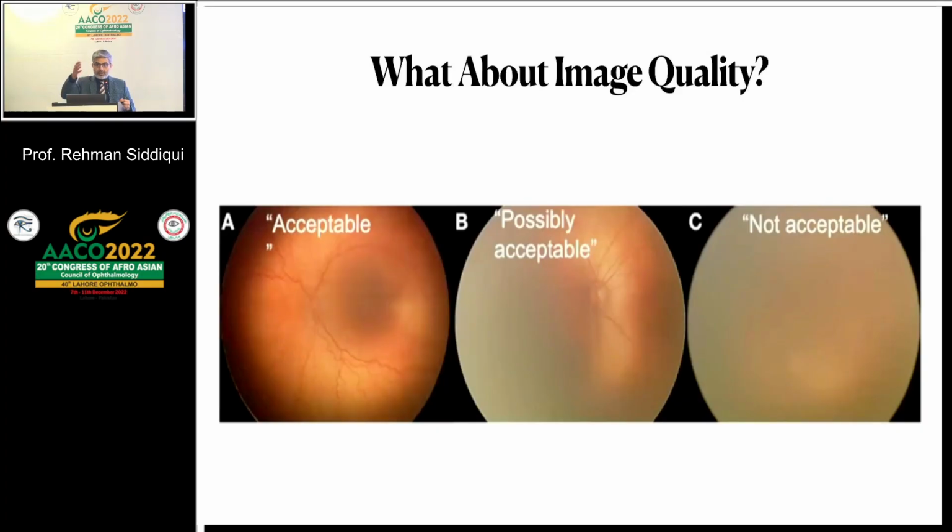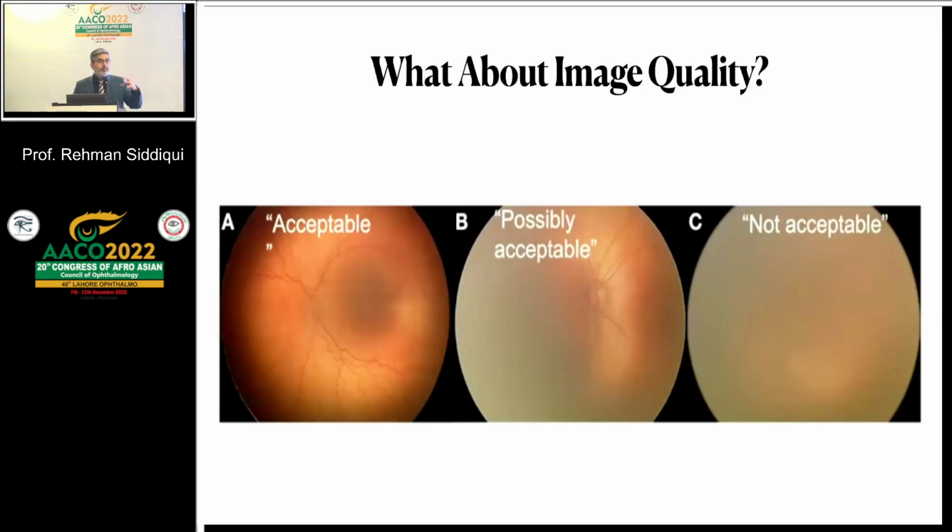I think Dr. Ijaz has made a very valid point: if a camera is taking images but cannot grade 40% of the patients, these 40% patients, because they are ungradable, cannot be left in the community. All of them will be referred to the hospital service. So how good is that camera?